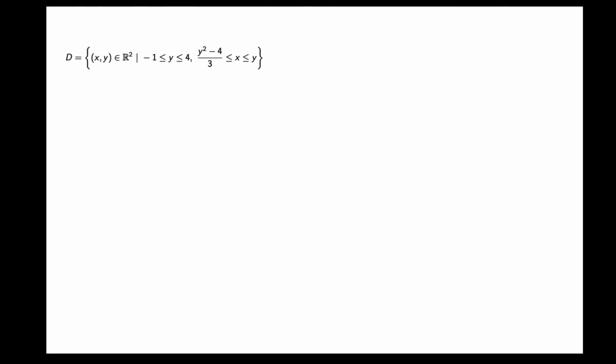Now let's talk about this one. There's a new notation in here, by the way. This means "in." So here it says x and y are in R2, so they are in the plane, and y is between -1 and 4, and x is between y squared minus 4 over 3 and y. So let's write it down again. x is between y squared minus 4 over 3 and y, and y is between -1 and 4.